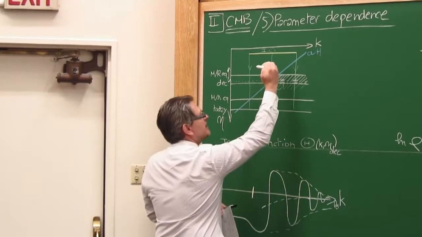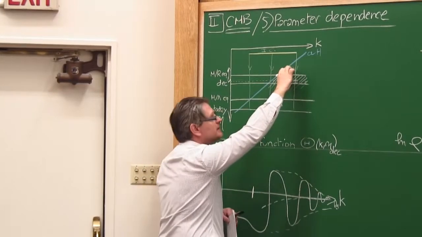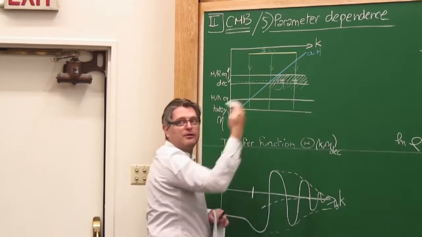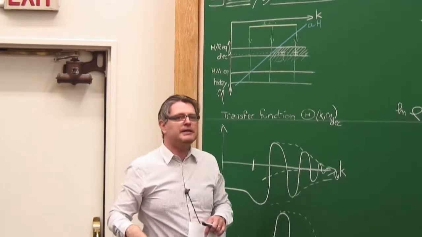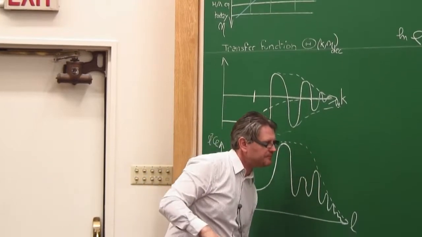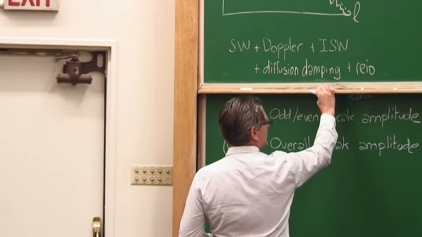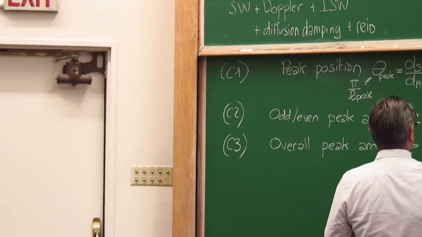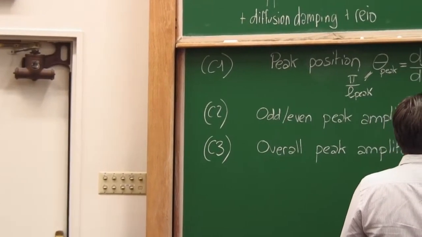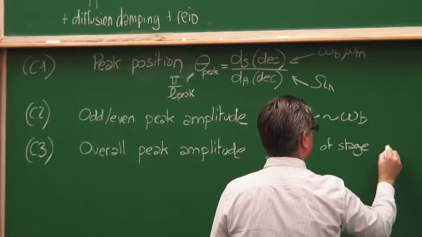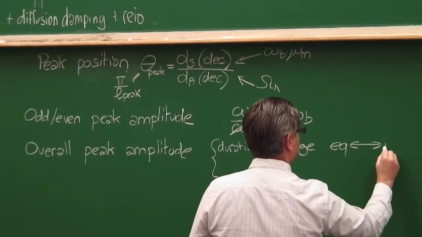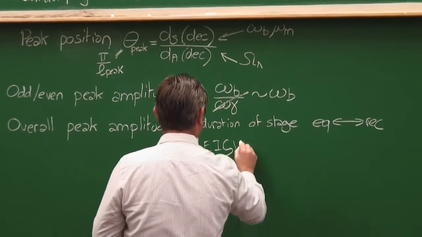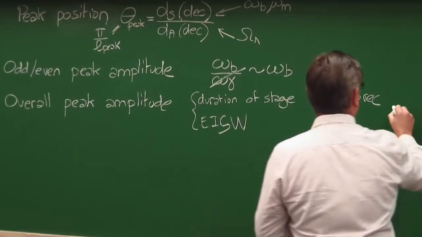If equality takes place very early, there is a long decreasing phase. The metric fluctuations are already completely stable at recombination. I lose also my early integrated Sachs-Wolfe, and the peaks are much lower in this case. So the overall amplitude of the peaks depends on the duration of the stage between equality and recombination, and depends on the early integrated Sachs-Wolfe effect. And this is controlled by omega m.